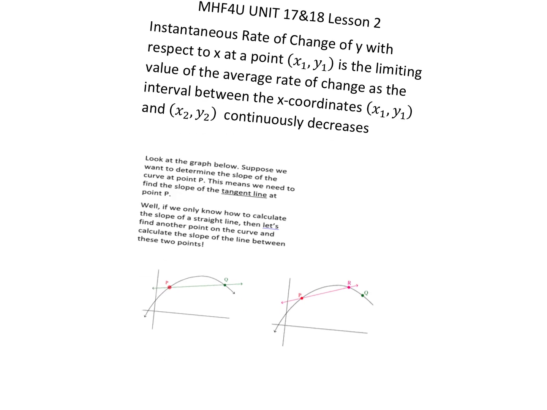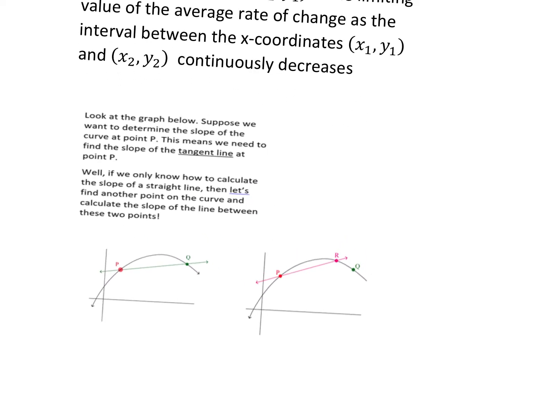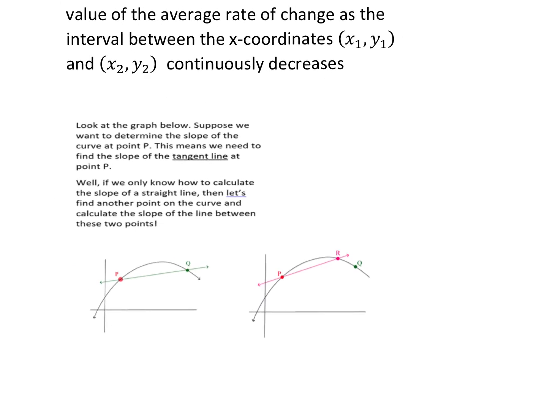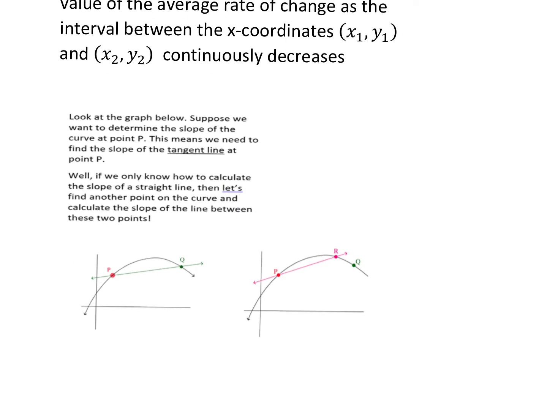So let's say I wanted to find the rate of change at a particular point. So if I have a point P on this graph, I want to find the rate of change at exactly that point. So what we can do is we can pick a point that's a little bit further away, and we can find the average rate of change between those 2 points. And this would be the slope of the secant line between point P and point Q.